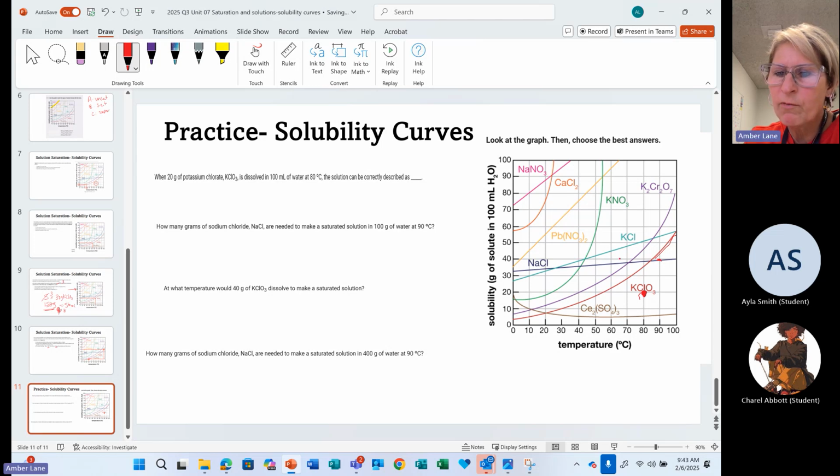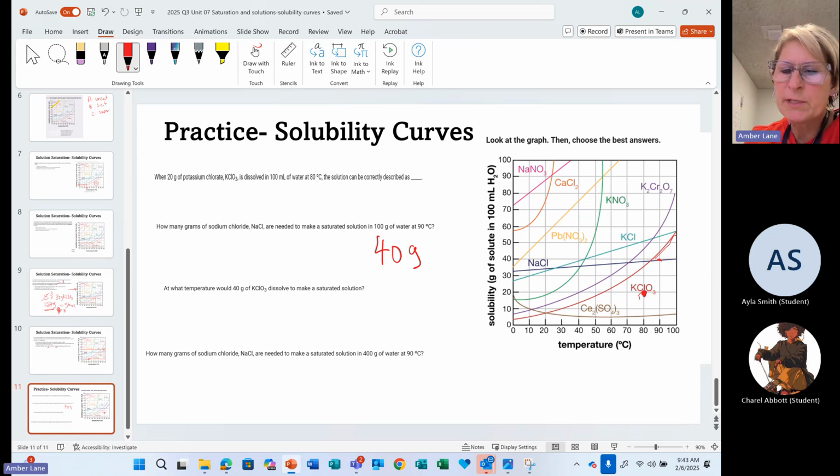And then I'm going to go over, and that's going to tell me it's going to be approximately 40 grams. And it has to be on the line to make it saturated. It says, at what temperature would 40 grams of potassium chlorate dissolve to make a saturated solution?